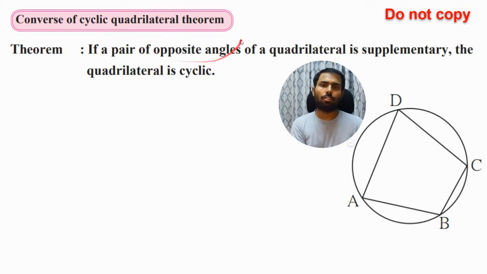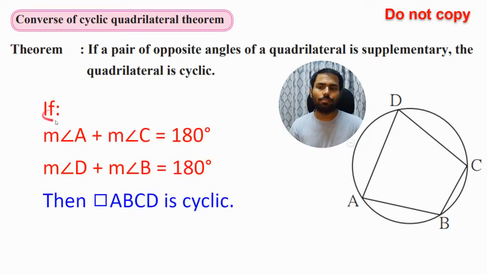If a pair of opposite angles of a quadrilateral is supplementary, then the quadrilateral is cyclic. Okay, if for any quadrilateral, any one pair of opposite angles, here a pair is written, right, is supplementary, that is, any one pair of opposite angles when added gives 180 degrees, then you can say that the quadrilateral is cyclic. Okay, so here what will the if be?